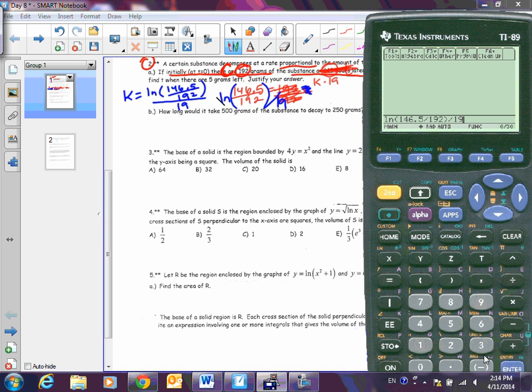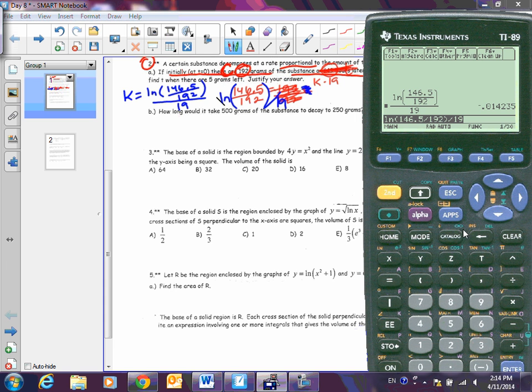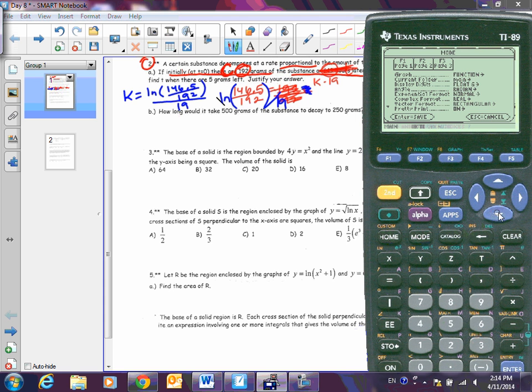And I'm going to hit diamond, enter. And hold on, let me check something real quick on my mode. Okay, my mode's on float 6, and I want to change that. Whoops, I meant to hit right. Mode. Yours might also be.